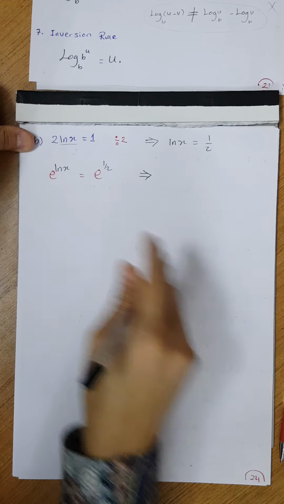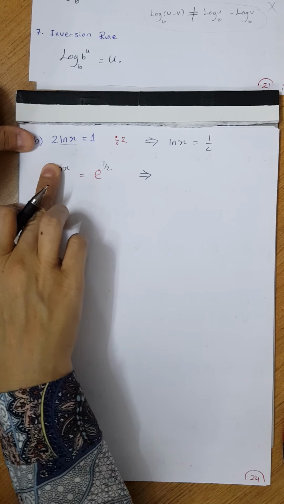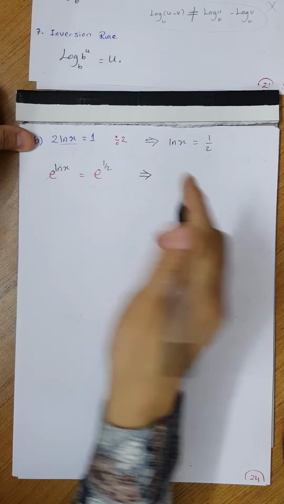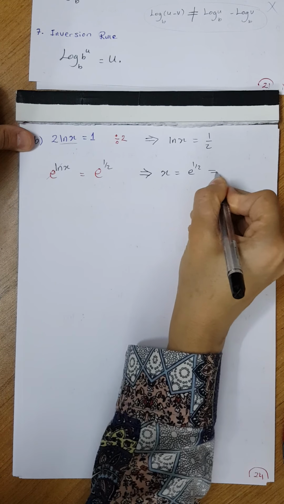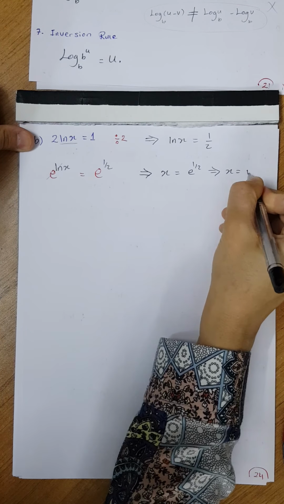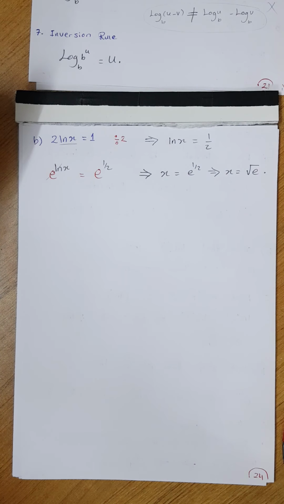Okay, since e and ln are inverses of each other, so what remains here? X is remaining in here, so x is equal to e to the power of 1 over 2. E to the power of 1 over 2 means what? That means square root of e, and that is the result that is required from us. Okay, that's all about this section.